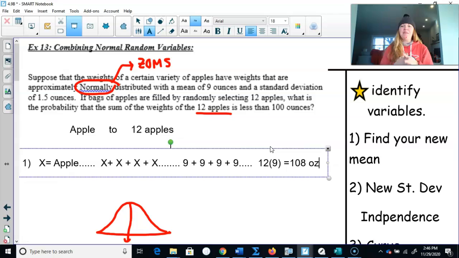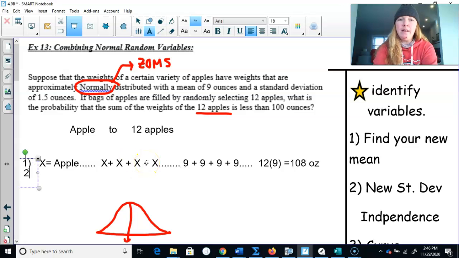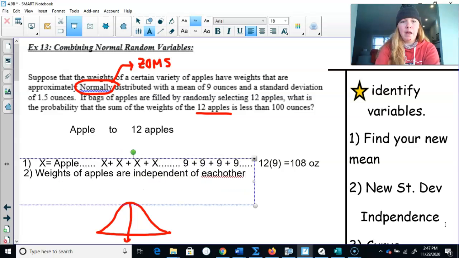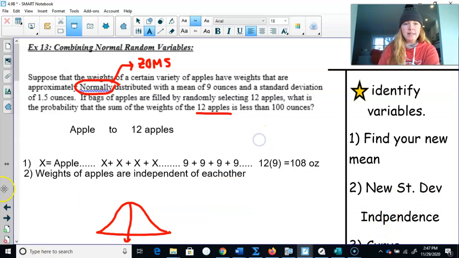Some of you have already noticed me do that already. Okay, there we go. Next, what we need to do is find the standard deviation, okay? Now, again, we're combining variables. We're going from a singular to plural, 12 apples. When we find a standard deviation, we cannot forget to check for independence. So we're just going to say weights of apples are independent of each other, okay?